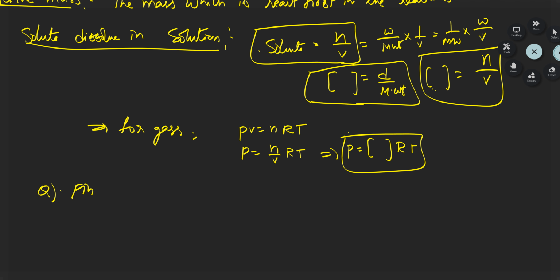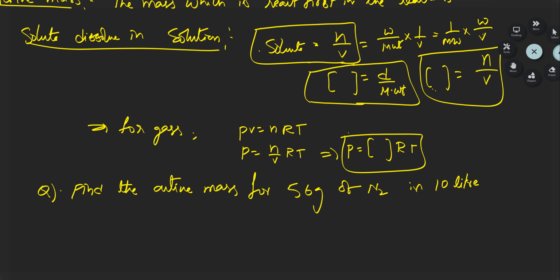Find the active mass for 56 grams of N2 in 10 liters. What is the answer? How can you find? Concentration or active mass is equal to the given weight and volume. Which formula we need to use? n by V.